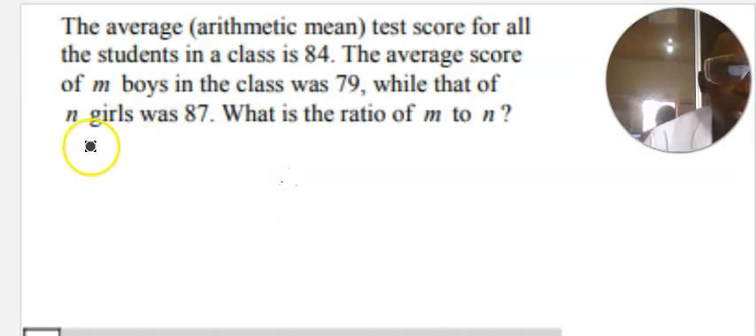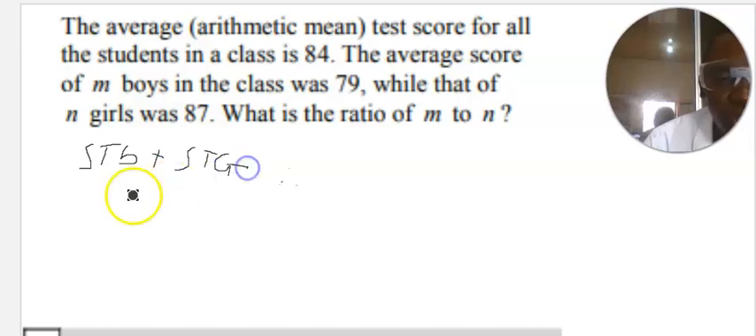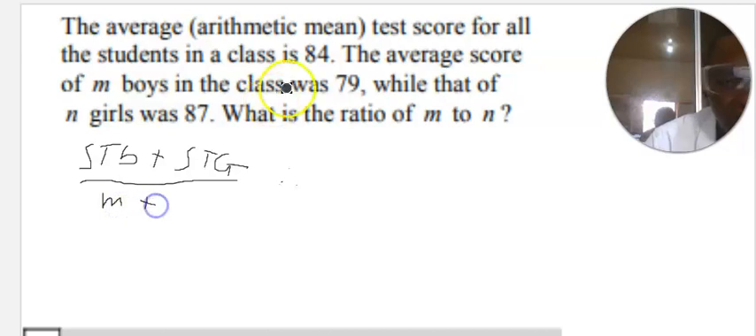So what I'm going to say, let XTB be the sum of test score for boys, plus XTG, that is the sum of test score for girls, all over the total number of boys and girls. And of course, we are told that the number of boys here is M, and the number of girls is N.